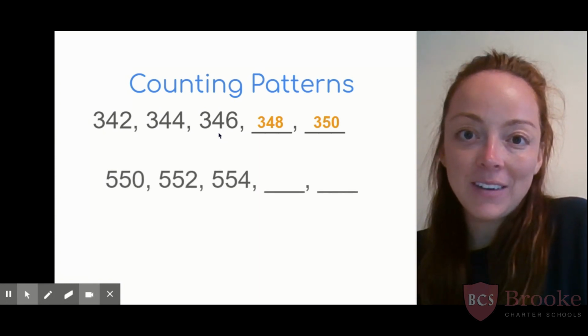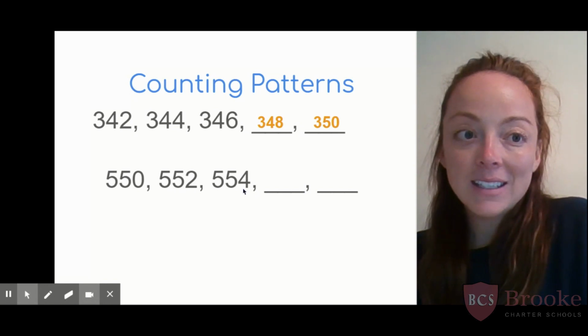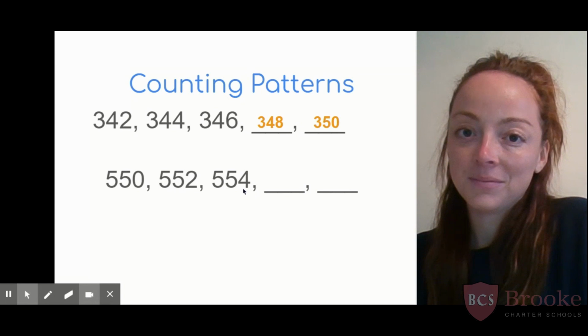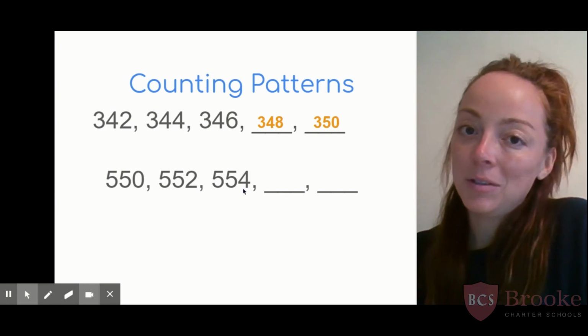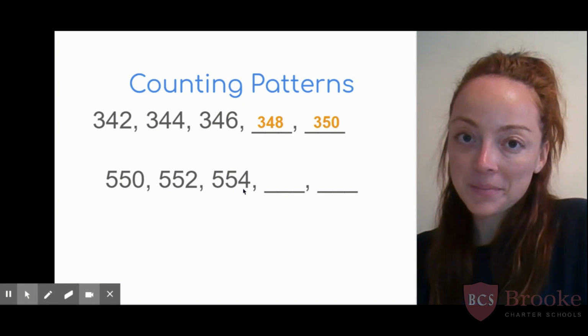Read the pattern with me, get ready, go. 550, 552, 554. Write this down and figure out, what is it counting by? I agree, it's a +2 pattern again. Now see if you can figure out what comes next in my pattern. Get to work.